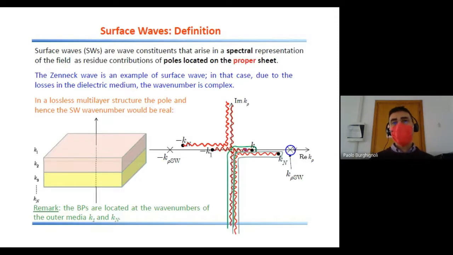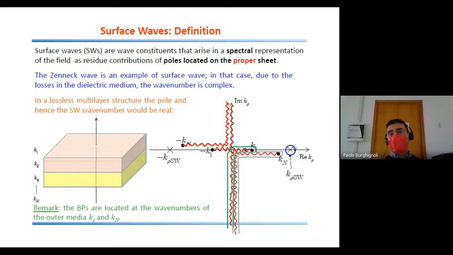As concerns surface waves, by definition, those are wave constituents that arise in a spectral representation of the field. I'm referring now to the representation that in the previous lesson we also called the radial transmission representation, that is obtained by deforming the original integration path in order to run along the branch cuts associated with the branch points K1 and K2 that are situated in the spectral problem.